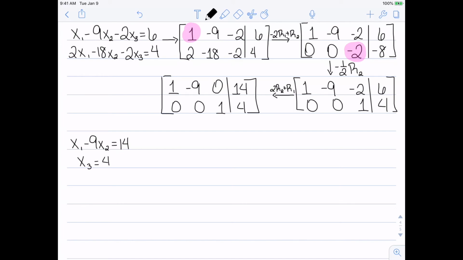The first row corresponds to negative x1 minus 9x2 equal to 14, and the second row corresponds to x3 equal to 4. We can see our pivots are in the first and third columns here, so that's what we need to solve for, and x2 is going to be my free variable. So our solution is written as x1 is equal to 9x2 plus 14, x2 is any value, and x3 is equal to 4.